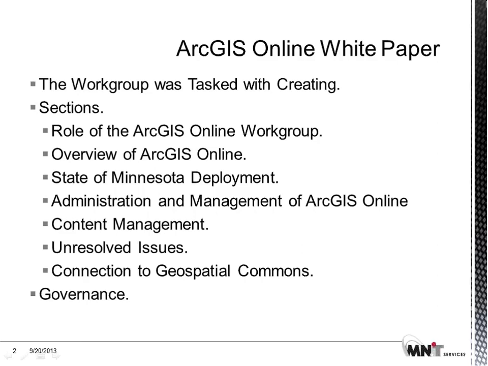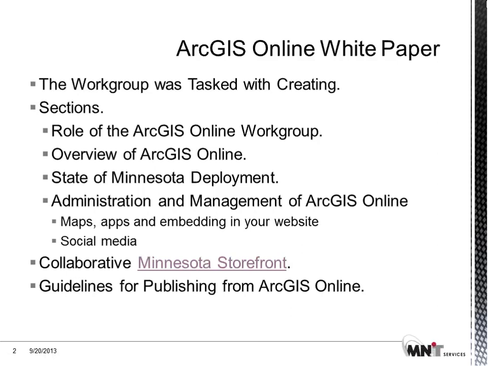And what it does is it has these sections here. It has the role of the ArcGIS work group, the overview of ArcGIS Online itself, the state of Minnesota deployment the way we currently have it, administration and management, content management, and then there are some issues that are unresolved at this point that we're looking into or looking for improvements. And then we also want to have this tied very closely to the geospatial commons, so it's easy to flow from one to the other and make sure that the information is available through the sites.